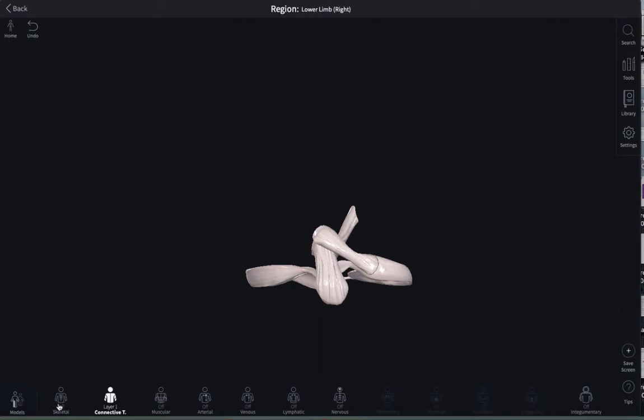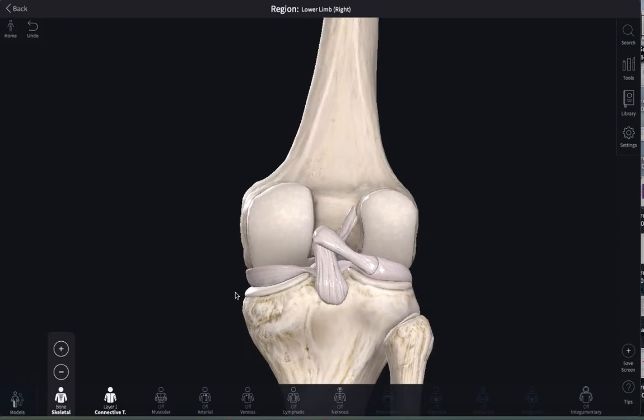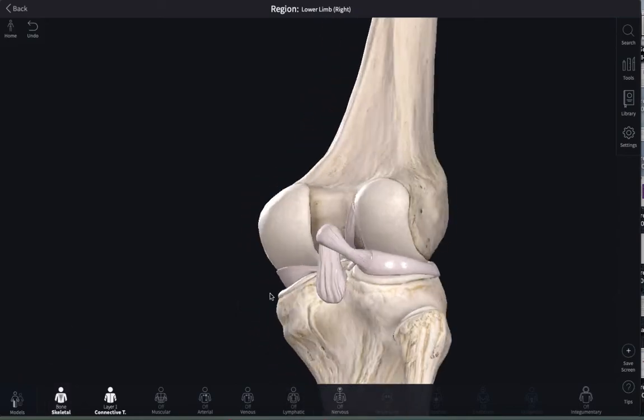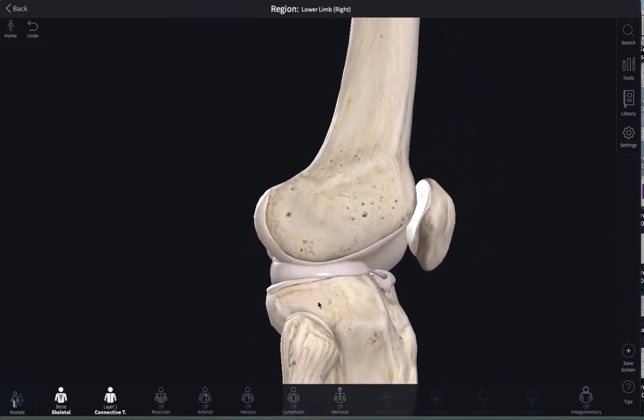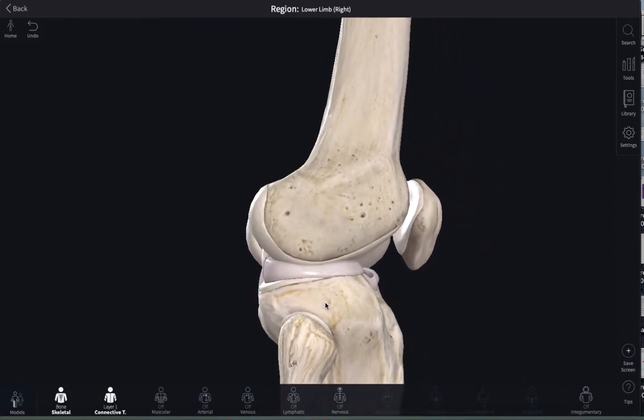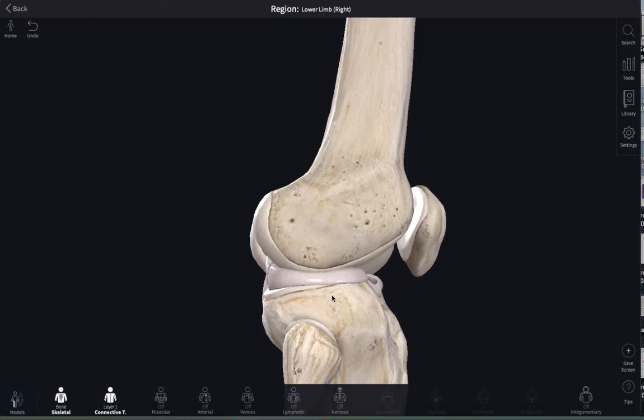Now let's have a look at the cruciate ligaments and their function. If the bones are added back in, we can have a full view of the knee joint. The cruciate ligaments prevent forward and backward movement of the femur on the tibia, and in that way they act to stabilise the joint.